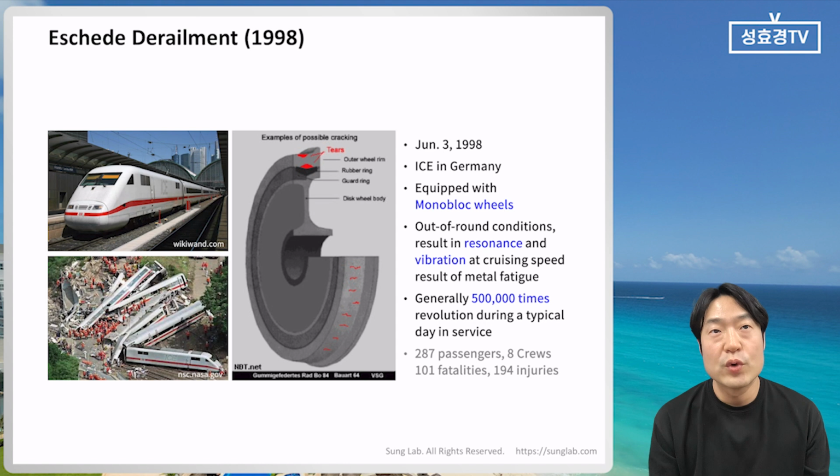As you know, the wheels can experience more than 500,000 revolutions during a typical day in service. So it is very critical for fatigue cracking. Also, observation is very important.